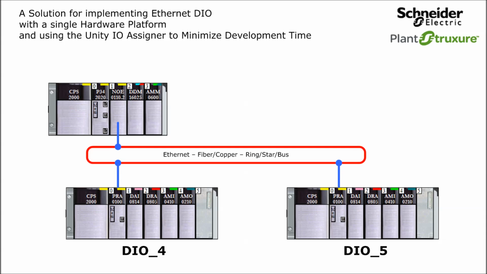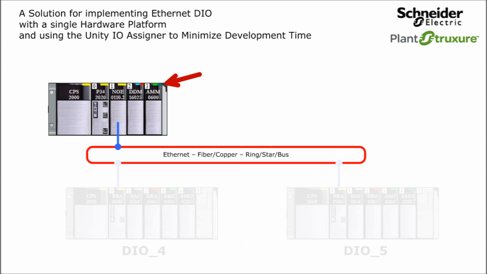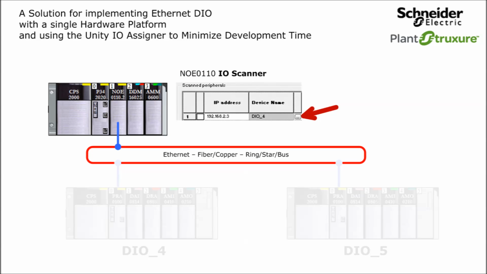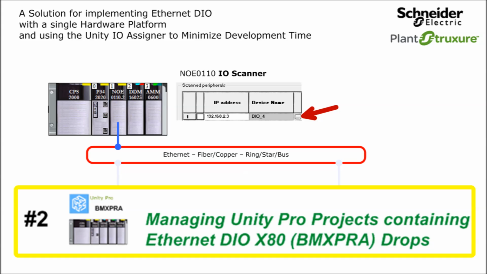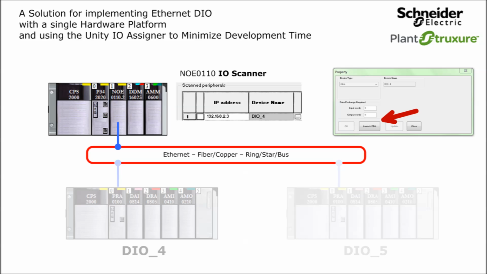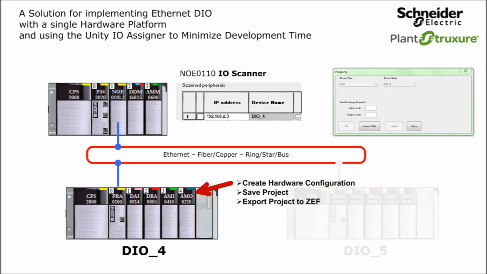To prepare for this demonstration, I have created the M340 hardware configuration, added the NOE IO Scanner entry for the BMXPRA. This is a good time to reference one of the other videos, Managing Unity Pro Projects containing BMXPRA DIO drops. Check it out to learn the details. Next, I launched the child Unity Pro instance for DIO4. Then I created the DIO4 BMXPRA hardware configuration, saved the DIO4 project, and exported the DIO4 project for use with the Unity IO Assigner. And on with the demo.